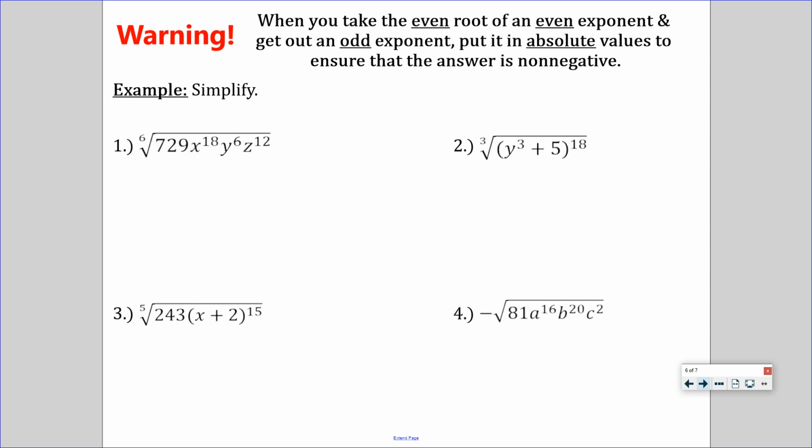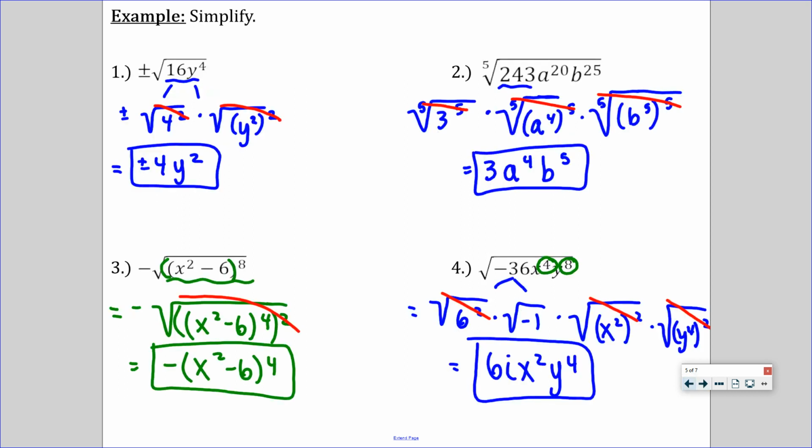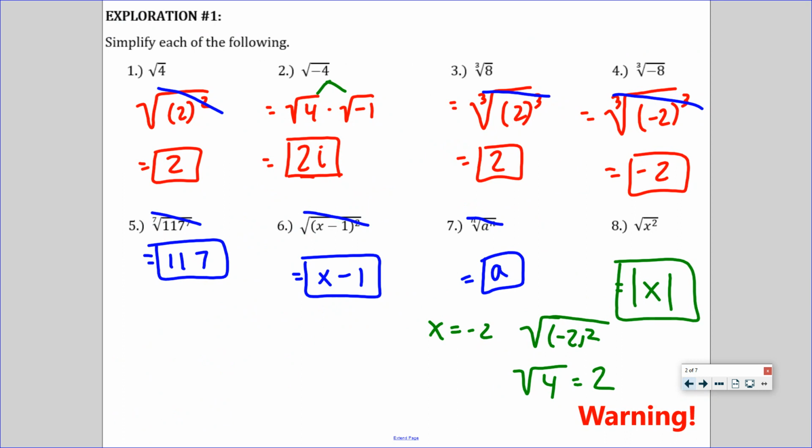Warning. Anytime I do a square root or an even root, like a 4th root, 6th root, or 8th root, we can only get out positive answers. So with variables, if I go back to that warm up, these do still undo each other. But if I get out something that has an odd power, such as x to the 1st, because I can get negative numbers out of there, I have to ensure that my output's only positive by putting in absolute values.